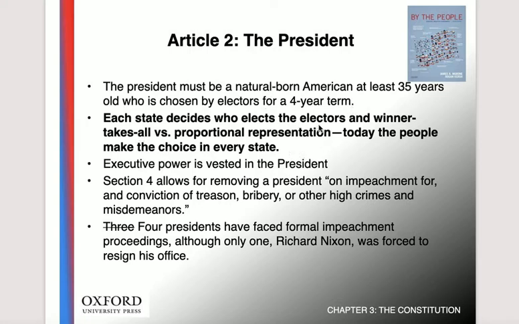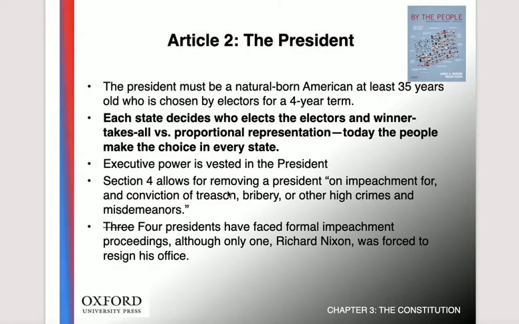Each state decides who elects the electors, and winner takes all versus proportional representation. So today the people make the choice in every state. So the Electoral College in most states is based on winner takes all, especially in Nevada. So whoever wins the majority for the presidential election in that state, then all of their representatives. So in Nevada, we have 6 delegates, 2 that represent the number of senators we have, and 4 that represent the number of House of Representatives we have. So whoever wins the majority gets all 6 votes. That's how the Electoral College works.